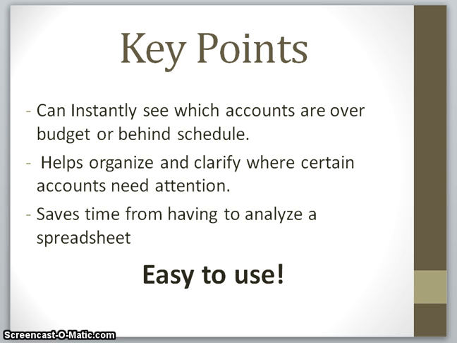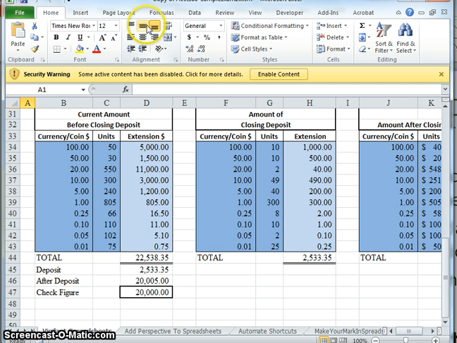The key points of this spreadsheet are going to show you three things. The first one is you can instantly see which accounts are over budget or behind schedule. The second is you can help to organize and clarify where certain accounts need attention. The third is you can save time from having to analyze a spreadsheet, and it's very easy to use. Okay, so here we have our Excel spreadsheet.